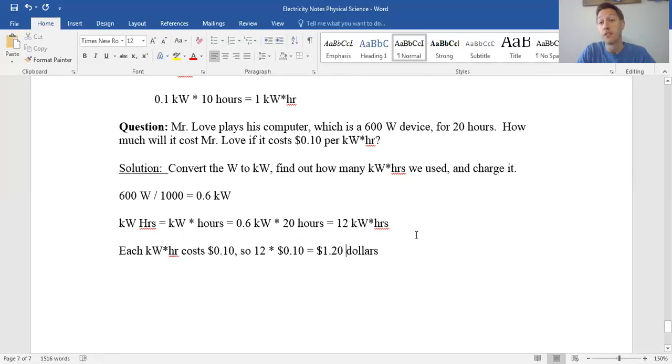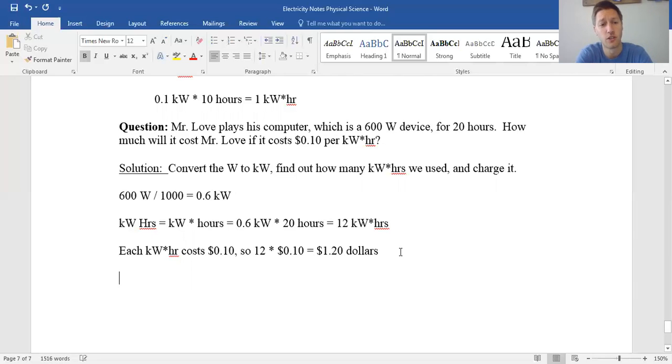In any case, to find the kilowatt hours and to find how much it costs you, you just take the wattage of the device divided by 1,000, multiply by the hours you're using it, and then charge it by how much it costs. This is probably the most important thing for you to remember as you get older, because eventually you're going to be in charge of paying your electrical costs.